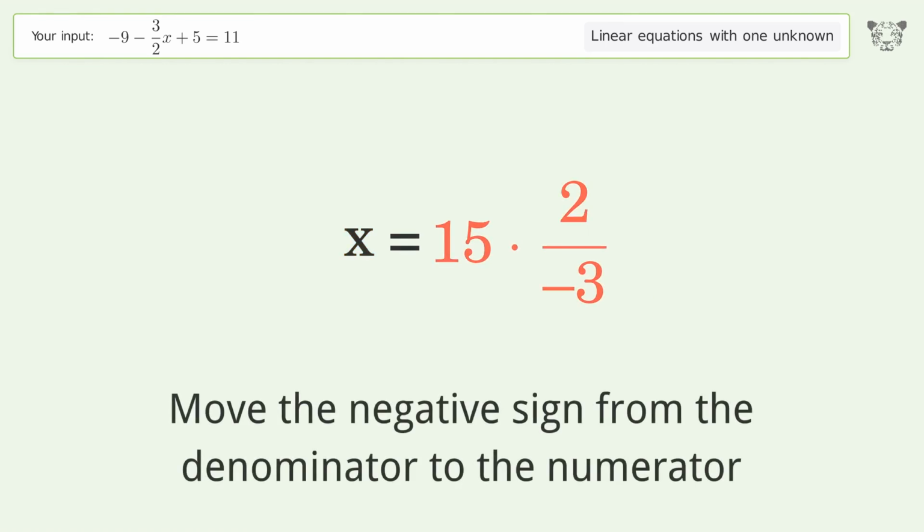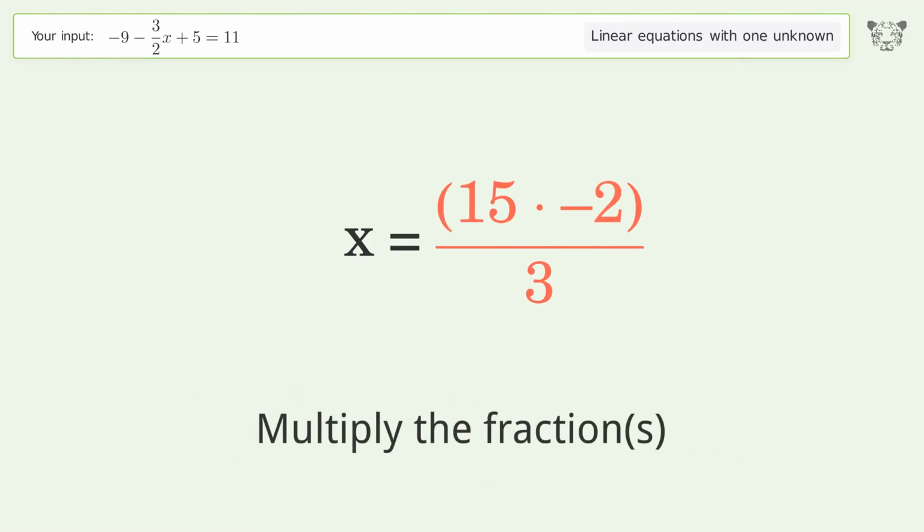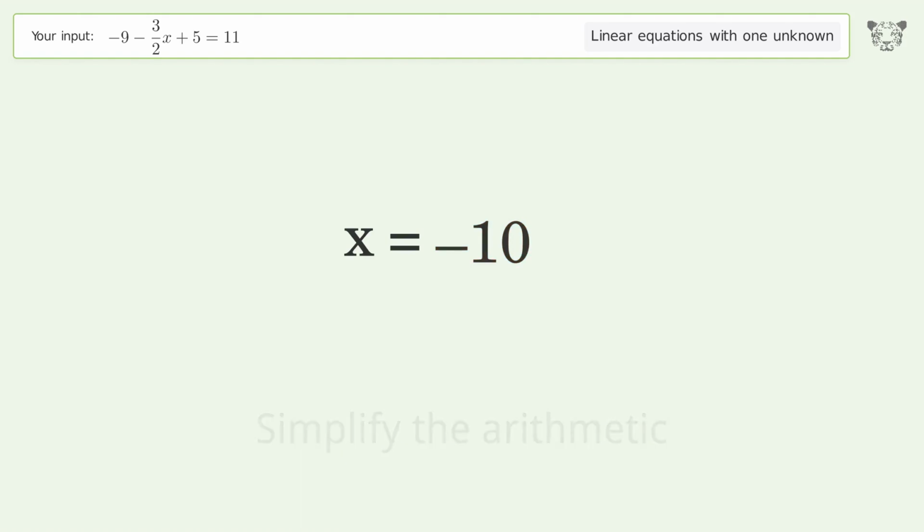Move the negative sign from the denominator to the numerator. Multiply the fractions. Simplify the arithmetic. And so the final result is x equals -10.